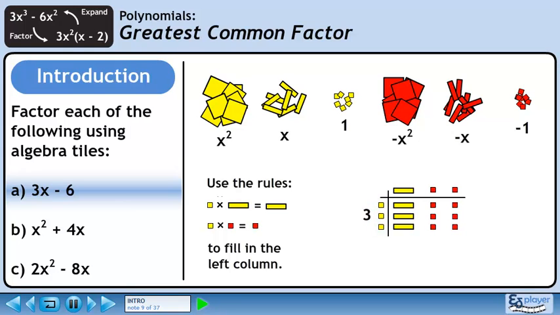The meaning of the left column is the number 3. The meaning of the top row is x minus 2. Combine these to get 3 times x minus 2. This is the factored form of the original expression.